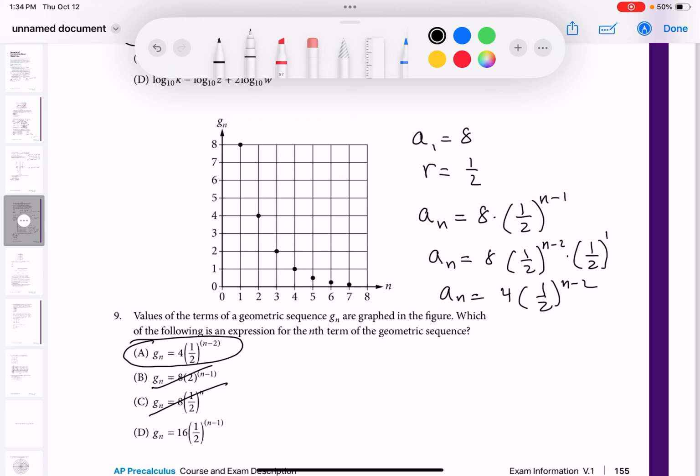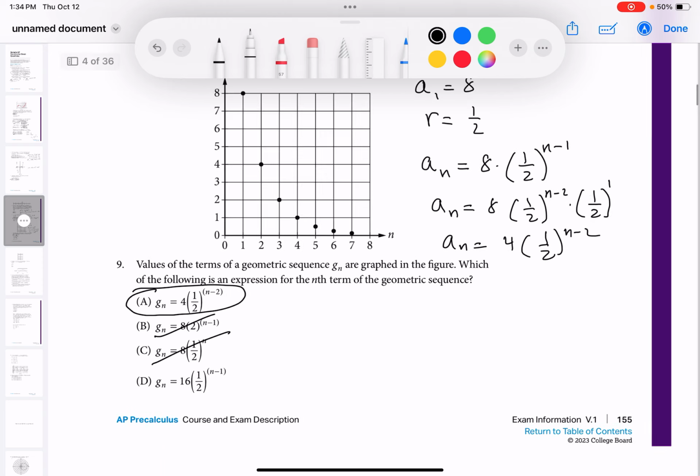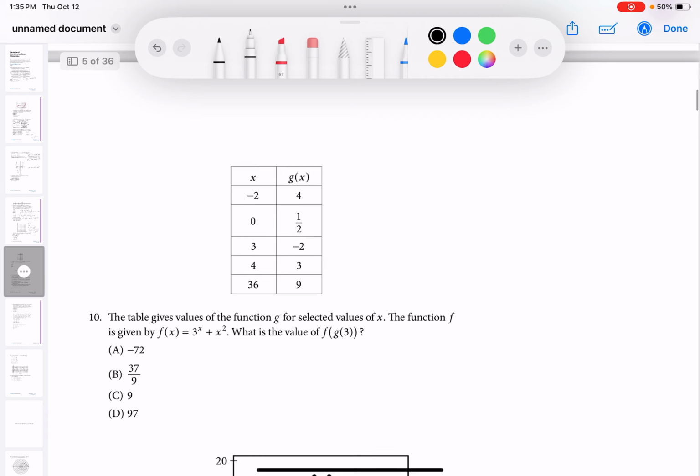All right? So let me see if that looks all right. We got that one. That's A. Let me go on. All right, let's keep going.